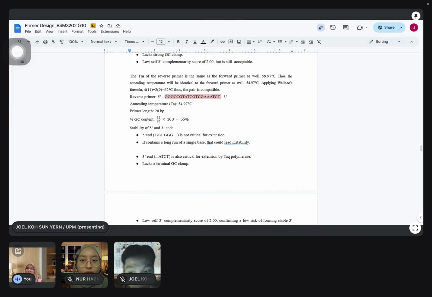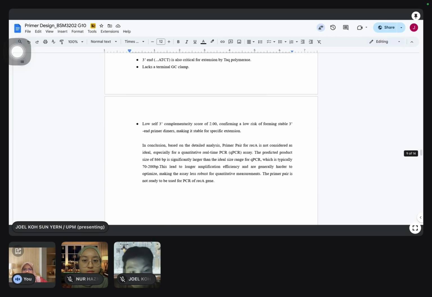Okay, the 3' end is also the same, since this is critical for Taq polymerase. It is the same as the forward 3' end, which lacks a GC clamp. Both the forward and reverse primers have a low self 3' complementarity score of 2, which confirms the low risk of forming stable primer dimers and makes it stable for specific extension. But it still lacks a GC clamp and has a long GC run.